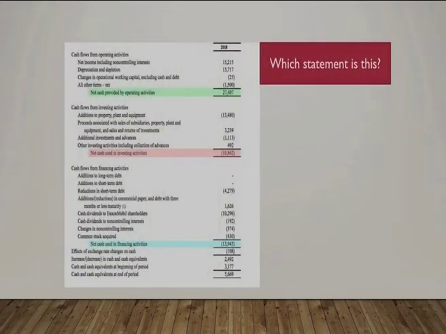Which statement is this? Look properly. Study all the components of this statement. If you look at the statement, you can see cash from operating activities, cash from financing activities, and cash from investing activities. You have cash flows. Which statement is this? This is the statement of cash flows. Good.